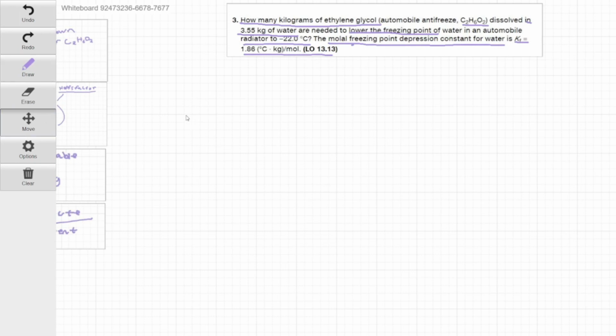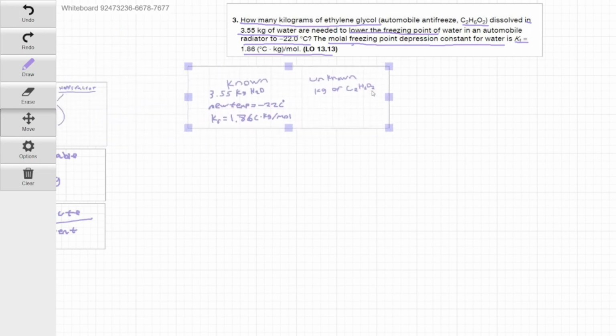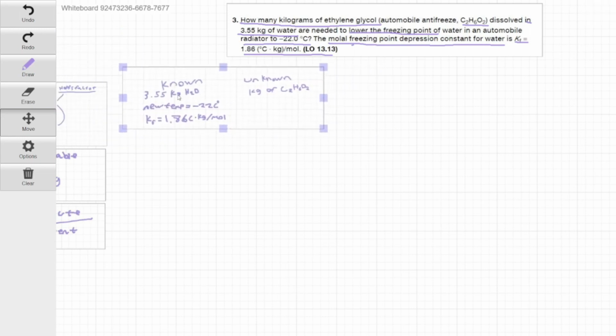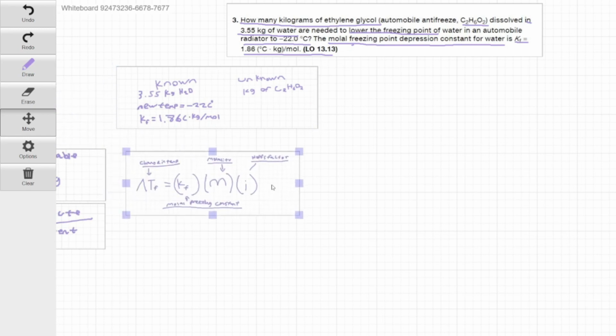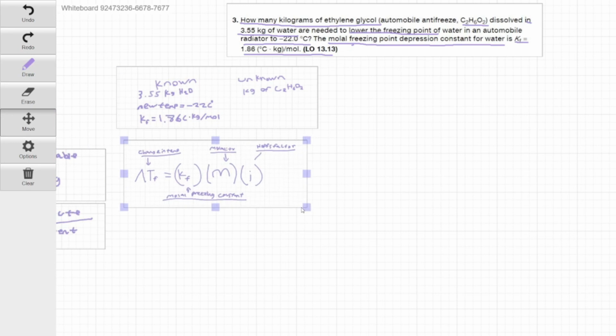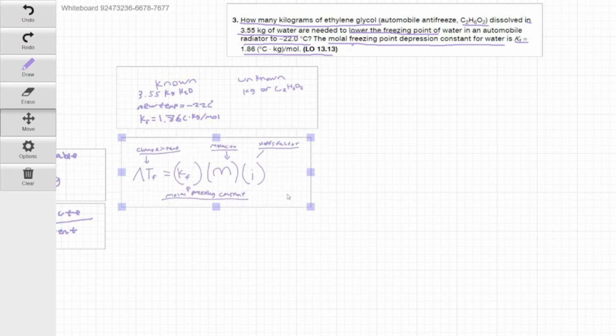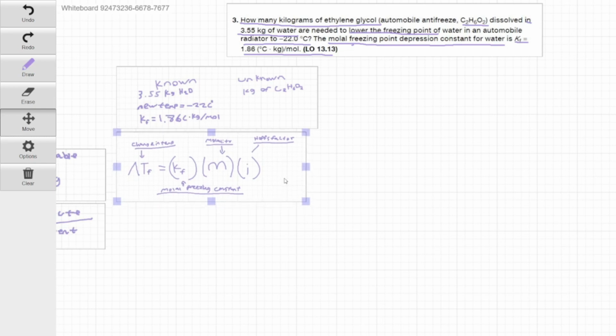Now, let's make a list of what we know and don't know, which is right here. We know that we have 3.55 kilograms of water, and that the new temp is negative 22 Celsius. We also know the constant, like I said. What we don't know is the kilograms, and that is what we're going to solve for. Now, the formula to solve one of these problems is right here: delta T of F equals K of F times molality times van 't Hoff's factor.